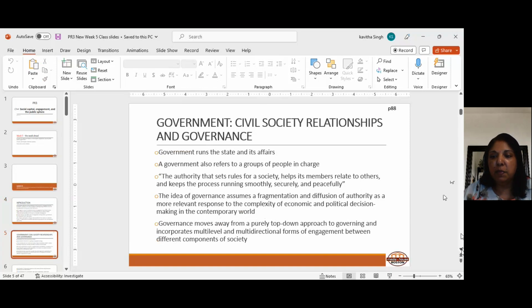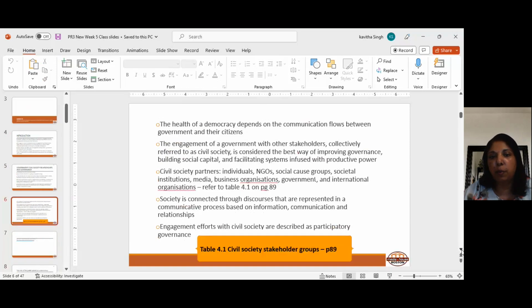Because a lot of people, in terms of the economy, when you look at COVID-19 and what it did, we needed to pull together as a nation in order to get through it. Luckily, we have. Unfortunately, many people did lose their jobs, but recently I heard that the unemployment levels have slightly decreased. Slightly, but there is some improvement. So there is hope. So the health of a democracy depends on the communication flows between government and their citizens. The engagement of a government with other stakeholders, collectively referred to as civil society, is considered the best way of improving governance, building social capital, and facilitating systems infused with productive power, which is something that I read to you now.